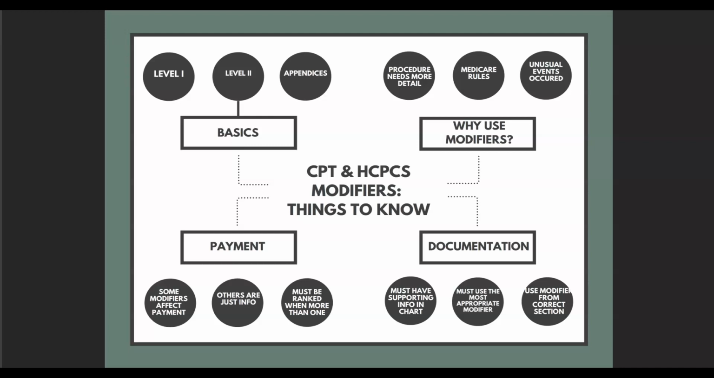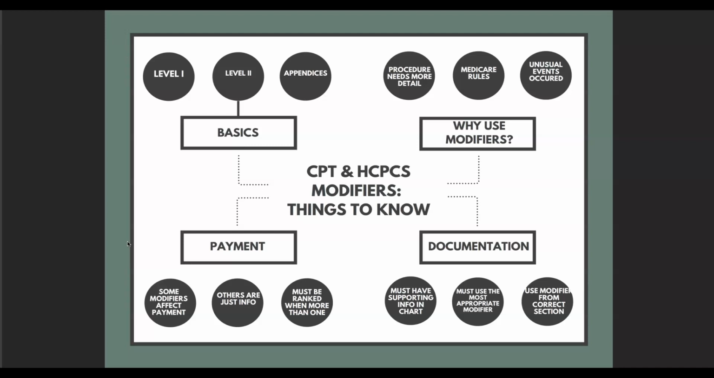Okay, so down here at the bottom we move along to payment. So things to know about modifiers and payments. Some of the modifiers will affect the payment. Some of them are just for information. Sometimes multiple modifiers can be affixed to one code. So a code can have up to 4 modifiers. And the thing that's important to remember when you have multiple modifiers is that you want to make sure that you rank those right behind the code in level of importance.